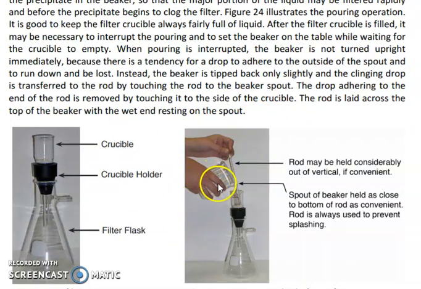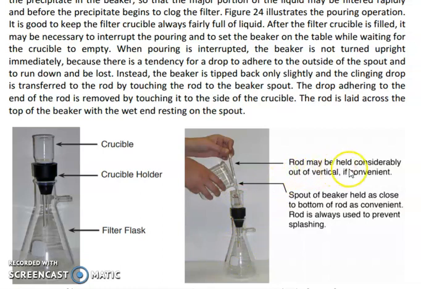You have your precipitate in this beaker. You have this rod. So you just hold one beaker with one hand and a rod with the other. Now you can see this is your setup with crucible holder and flask.